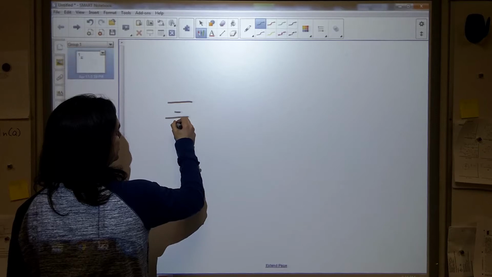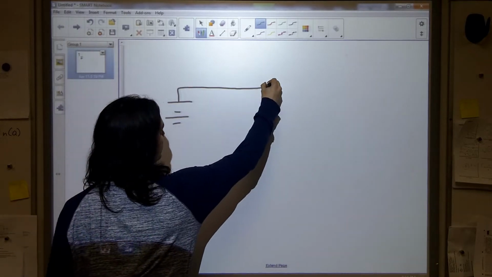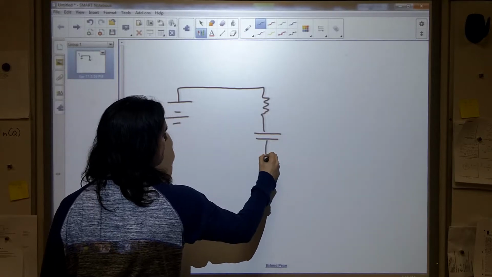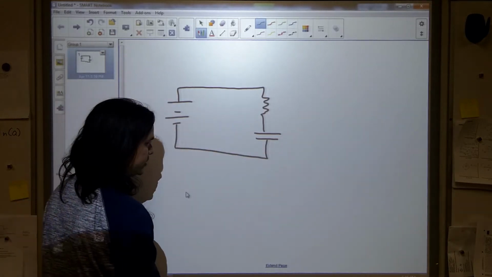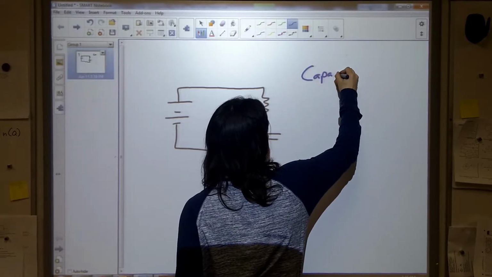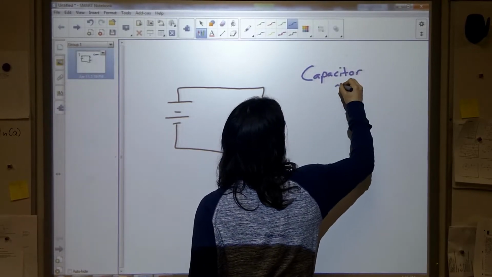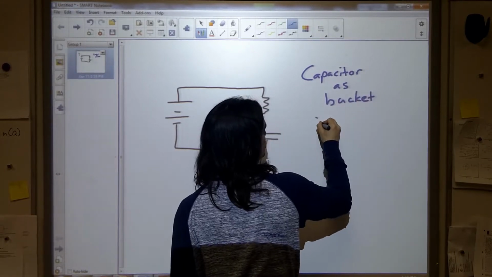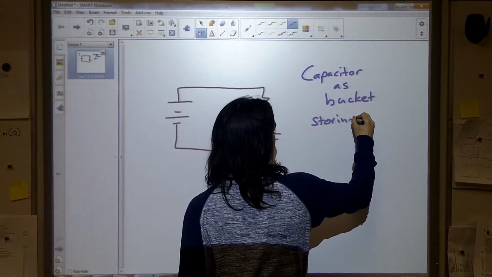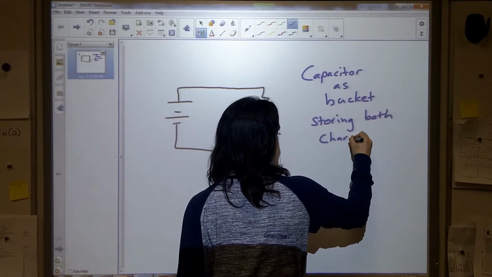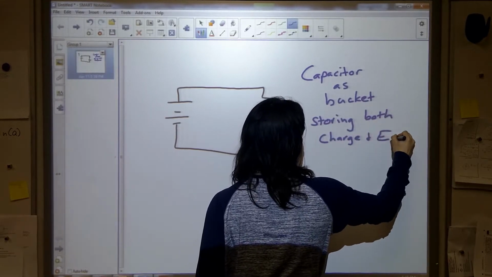We're going to look at basically just a simple circuit. I'm going to put a resistor in here, and I'm going to put a capacitor in here. Now, what a capacitor is, I always describe a capacitor as a bucket storing both charge and energy.